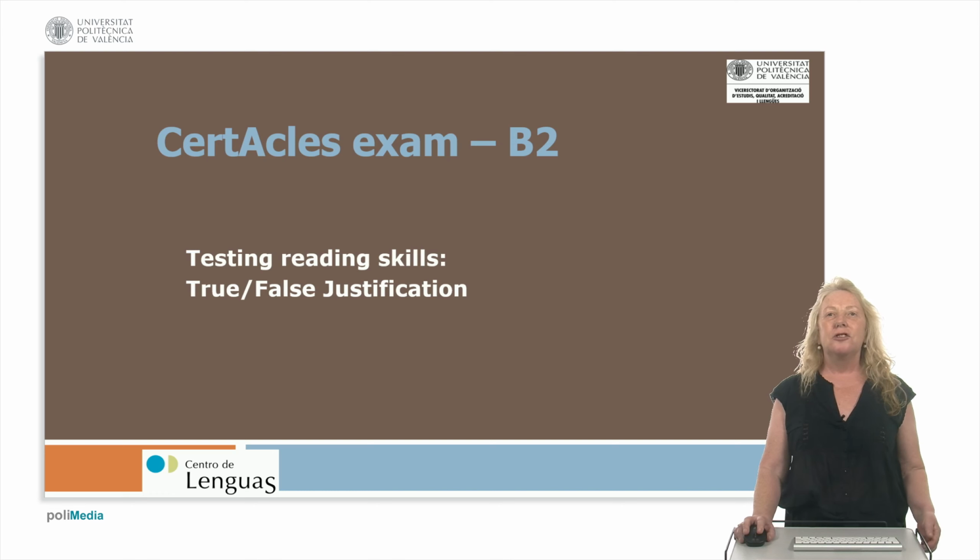Now we're going to look at a true-false justification task. In this task, you have to decide whether a statement is true or false and justify your answer by writing the first 3 words of the sentence where you've found the information. For your answer to be correct, you must choose true or false and justify your answer. If you don't do both things, it will be considered wrong.